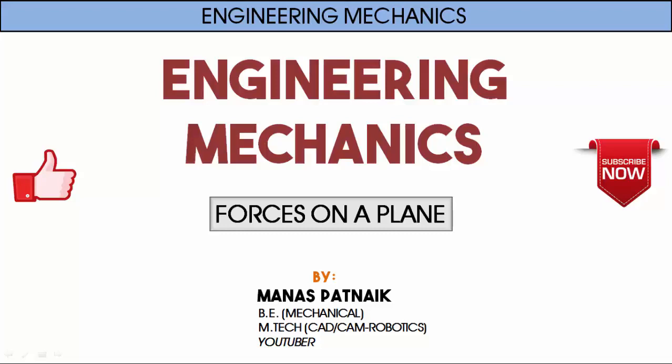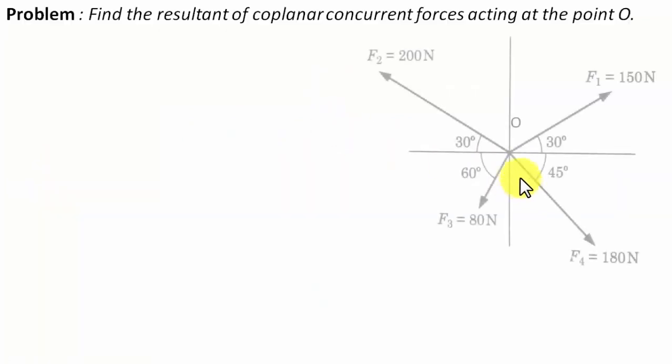So let's see what this problem has in store. Here we go. This is the figure in front of us and this is the point O, which is being pulled in four different directions by these four forces F1, F2, F3 and F4. What we need to do is find the resultant of the coplanar concurrent forces acting at the point O. How can that be done?